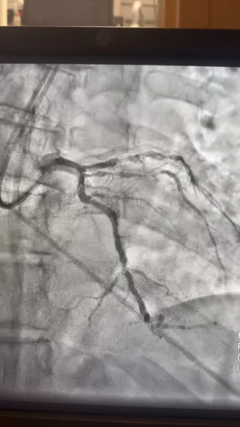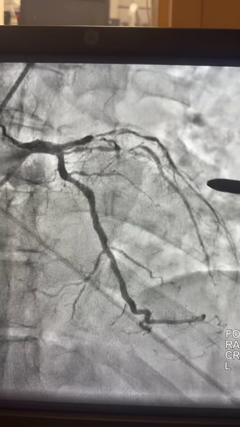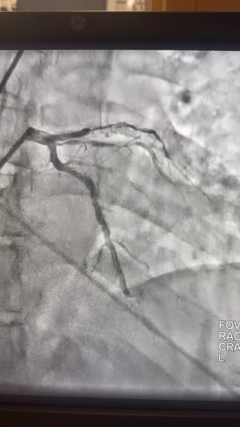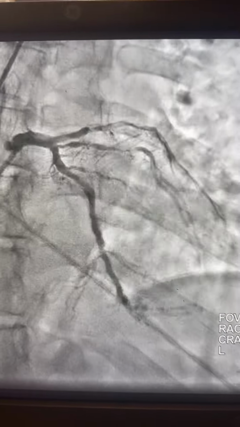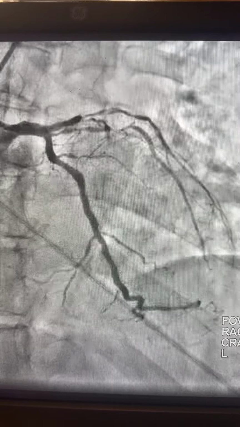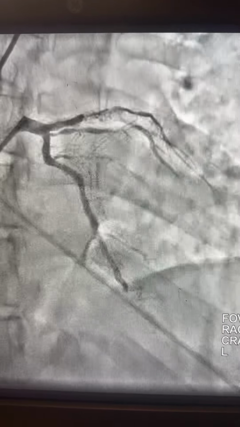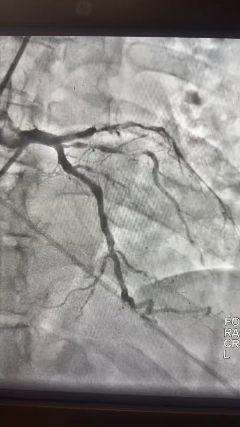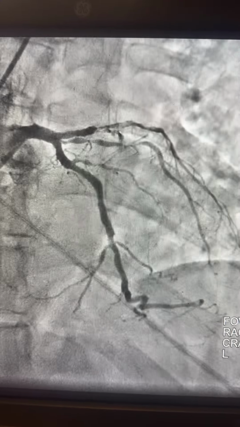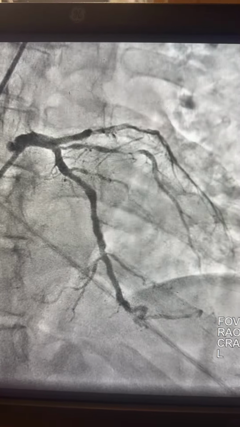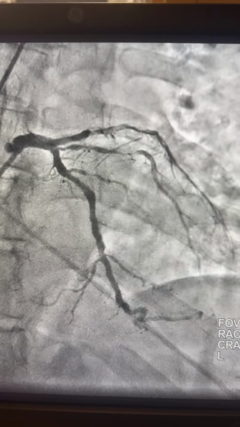Now here, when I brought him back, you see there's some flow in the diagonal, which was completely occluded before, now after IV heparin and dual antiplatelet. He has some flow in the diagonal, but you see there are complex bad lesions in those vessels, and the LAD is still a CTO, of course.